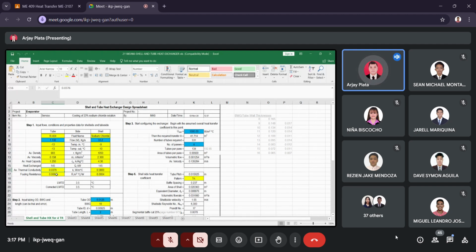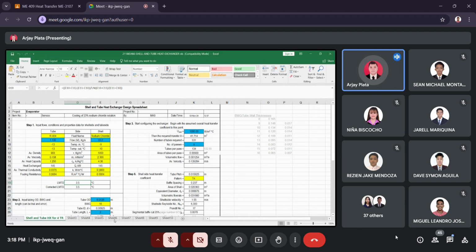If you have these properties, we can calculate the log mean temperature difference, LMTD, automatically. This LMTD is the one that will lead us to determine the actual surface area required. And if we know the actual surface area required, we can check the number of tubes required and the diameter of the tubes. So that's a great help for you to design a heat exchanger because you will no longer compute it manually.